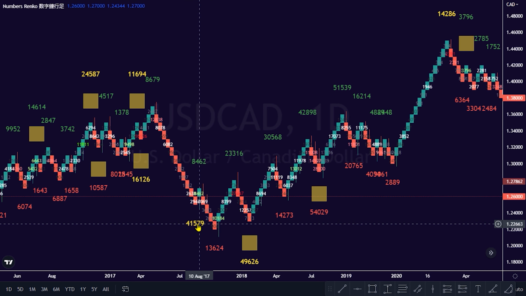The last red figures at the lower low swing here were 13624, and the last green figures here were 8462. After the square box popped up here, the market made a bearish swing, and a red figure value of 14273 was formed. Later, price proceeded upward, and the green figure value of 23316 was formed. 23316 is bigger than 14273. This signifies a bullish setup.